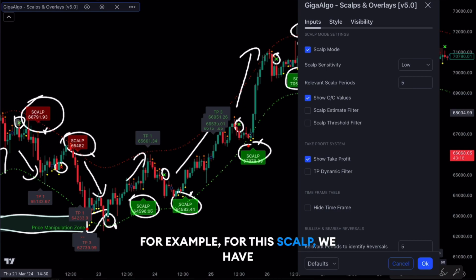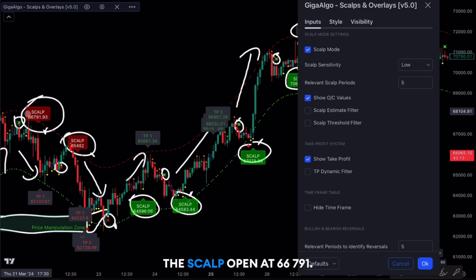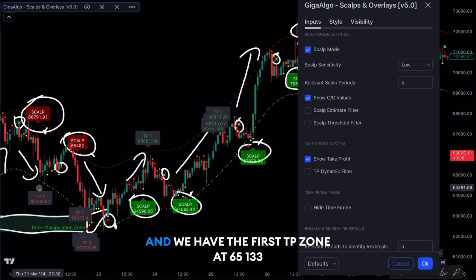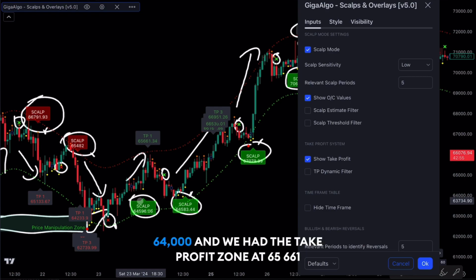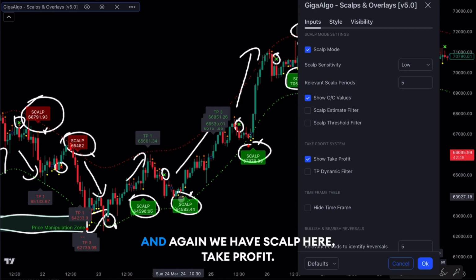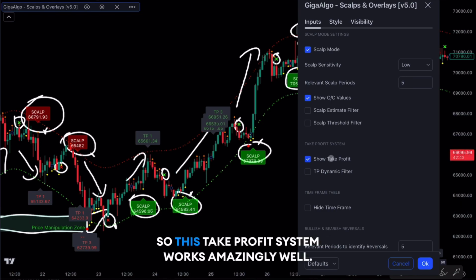For example, for this scalp, we have the scalp open at 66,791, and we have the first TP zone at 65,133. Again here, we have TP1 to 3. Again, scalp open here at 64,000, and we had the take profit zone at 65,661. And again, we have a scalp here, take profit. So this take profit system works amazingly.